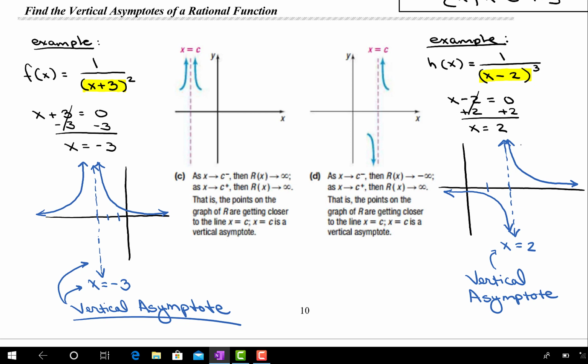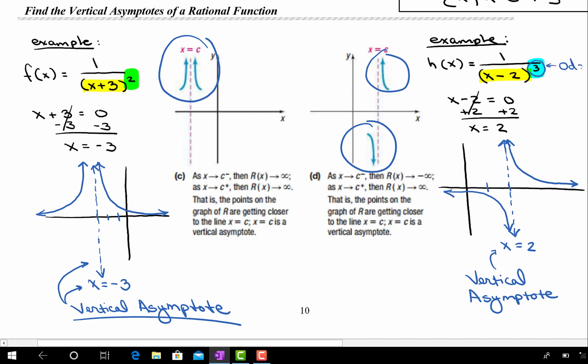On the left-hand side, if you look in the small print here where it says C, as x approaches C from the left-hand side, then r of x goes to infinity. And look at the graphs, right? You can see over here for the C one, they are going up to infinity for our y values. And on the D example, one's going to -infinity and one's going to +infinity. This has to do with the multiplicity of the factors. So that's what it has to do with.